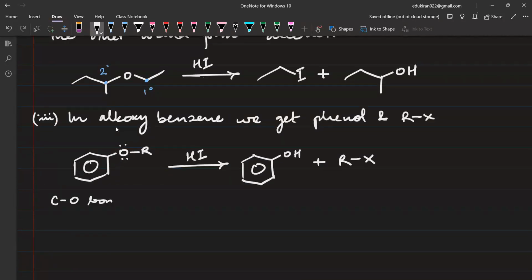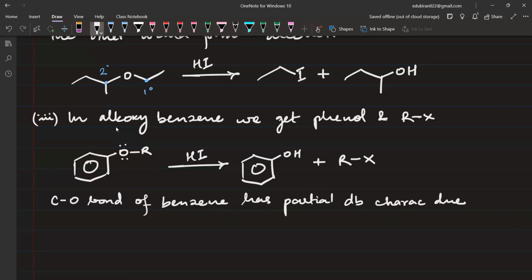CO bond of benzene has partial double bond character due to resonance, therefore difficult to break.